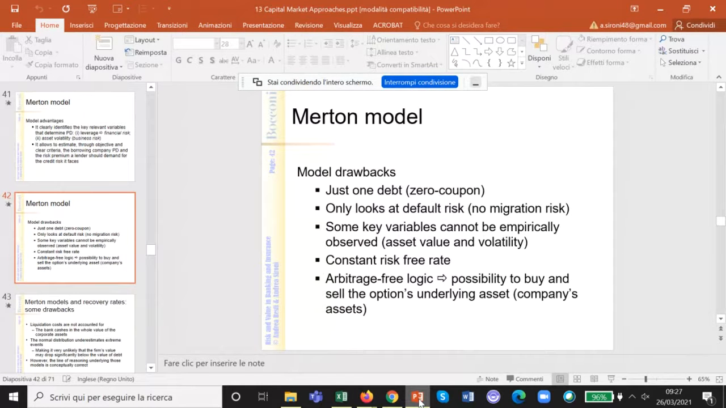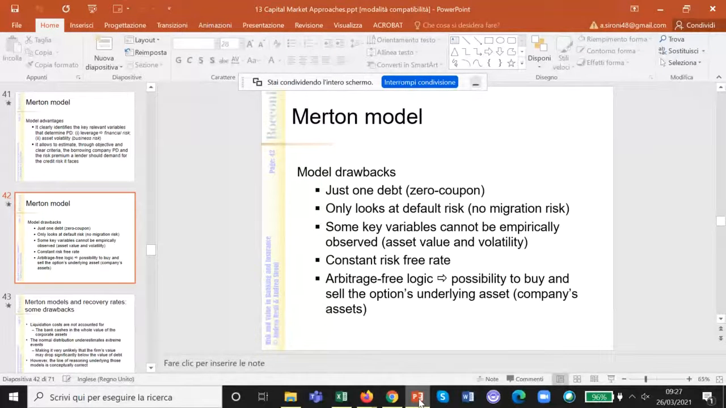It has, however, a number of disadvantages, which are basically related to its underlying assumptions. It's assuming just one debt, which is a zero coupon bond. It only looks at default risk. Okay, it's not taking into account migration risk, i.e. the risk that a borrower gets downgraded. The model only looks at either default or non-default.